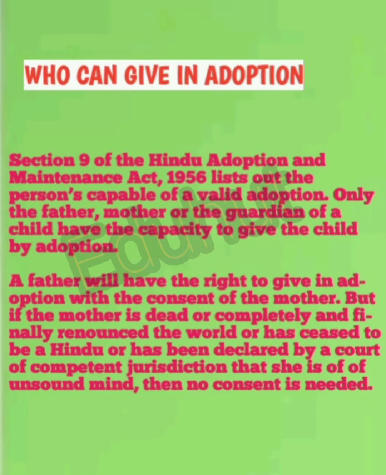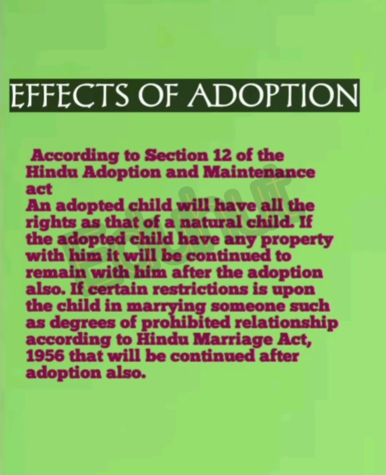Who can give in adoption? Section 9 of the Hindu Adoption and Maintenance Act 1956 lists the persons capable of giving a valid adoption. Only the father, mother, or the guardian of a child have the capacity to give the child in adoption. A father will have the right to give in adoption with the consent of the mother. But if the mother is dead or has completely and finally renounced the world or has ceased to be a Hindu, or has been declared by a court of competent jurisdiction to be of unsound mind, then no consent is needed.